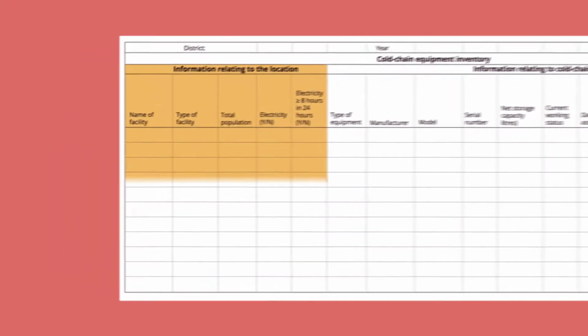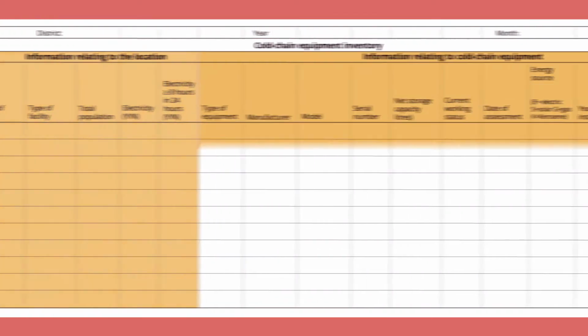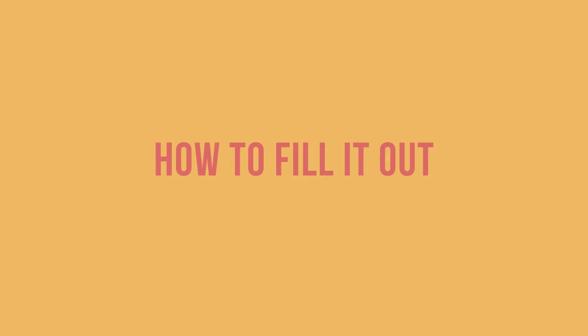If you have a form like this one, get yours out and follow along. Your form may be slightly different, but it likely has two types of information on it: information about the location and information about the equipment. Let us look at how you would fill this out.